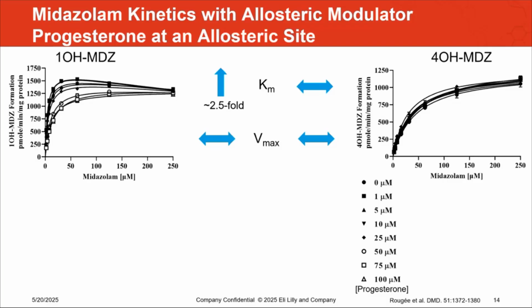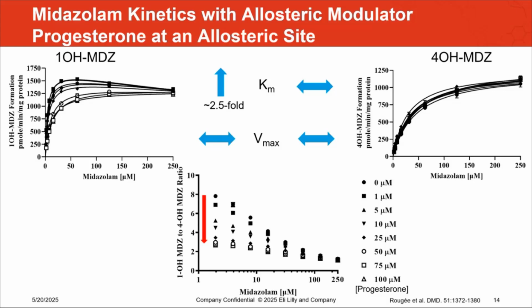Now, what happens if you look at the 1-to-4-hydroxy ratio? In this case, we see that at low concentrations of midazolam, in the presence of progesterone, we recapitulate the homotropic cooperativity. That change in the enzyme conformation means we're now equally likely to generate 1- or 4-hydroxymidazolam, but at a much lower concentration of midazolam.